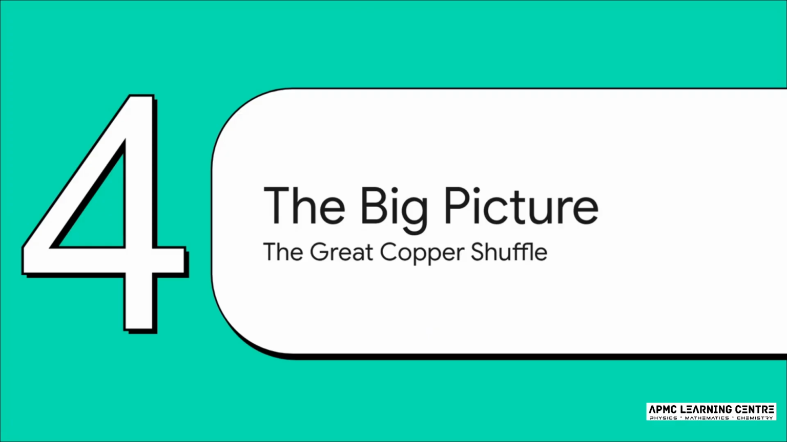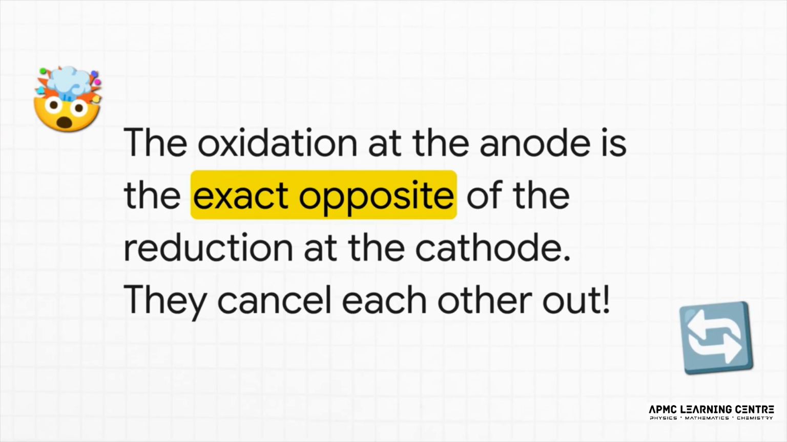All right, let's step back for a second and put all these pieces together. Let's look at the big picture of this great copper shuffle. So after all that dissolving and plating and traveling, what's the grand chemical finale? What's the net change? Get this, absolutely nothing. The chemical equation for what's happening at the anode is the exact perfect reverse of what's happening at the cathode. They completely cancel each other out. All we've really done is move solid copper from point A to point B.